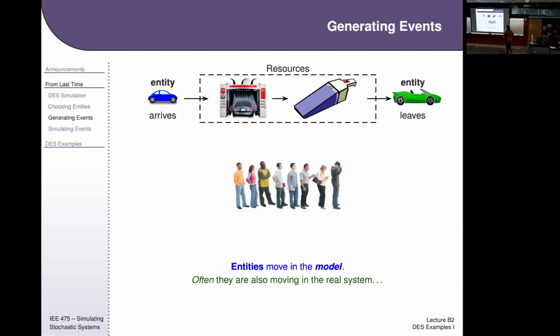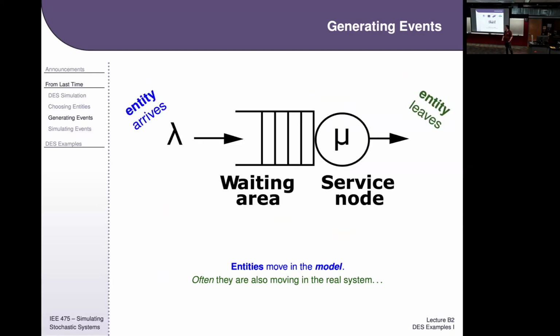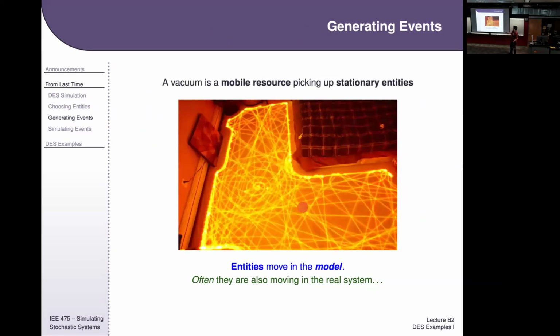Okay, all right, so we talked about this last time. Entities usually are moving, but they're almost definitely moving in the sim. They don't actually have to be moving in the real world system. So we think about this as a general process of an entity arriving and an entity leaving, and then there are different ways that can happen.